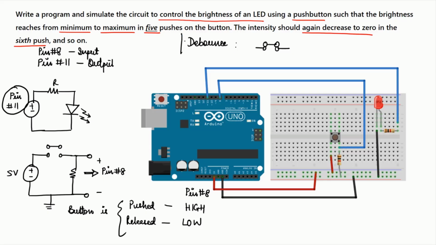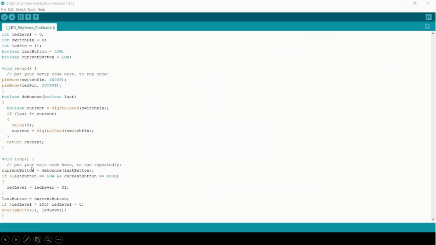And this will have to be a part of our code. Okay, so let's move on to the code. Pin number 8 is input, pin number 9 is output. Pin number 8 is what is going to be connected to the switch, and pin number 11 is what goes to the LED. So this is how the code would look.